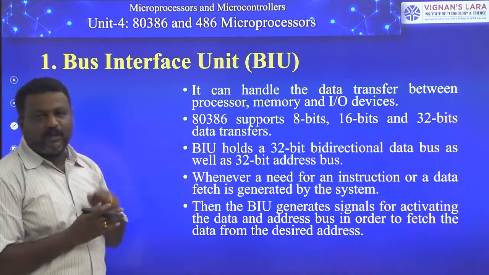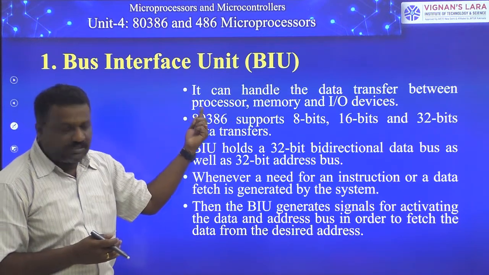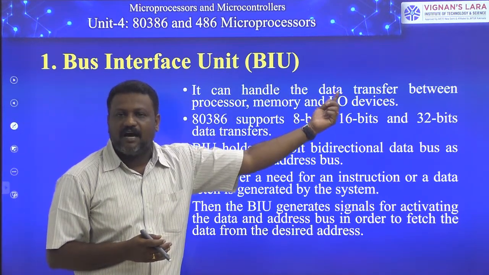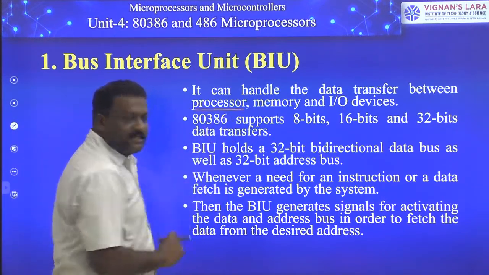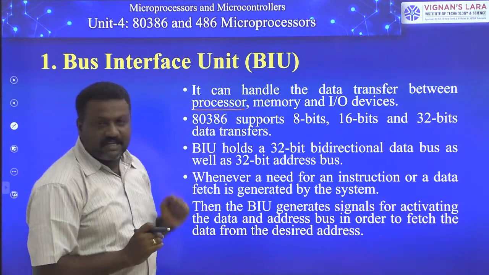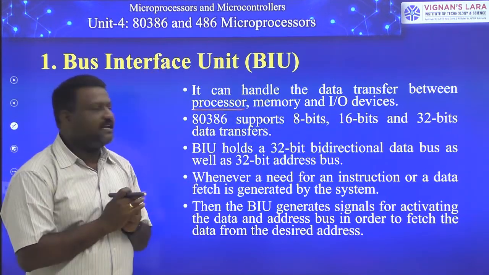Now, the first point is like this. It can handle the data transfer between the processor, memory, and I/O devices. That means your processor 80386 can communicate with the memory or with the I/O devices with the help of this bus interfacing unit.